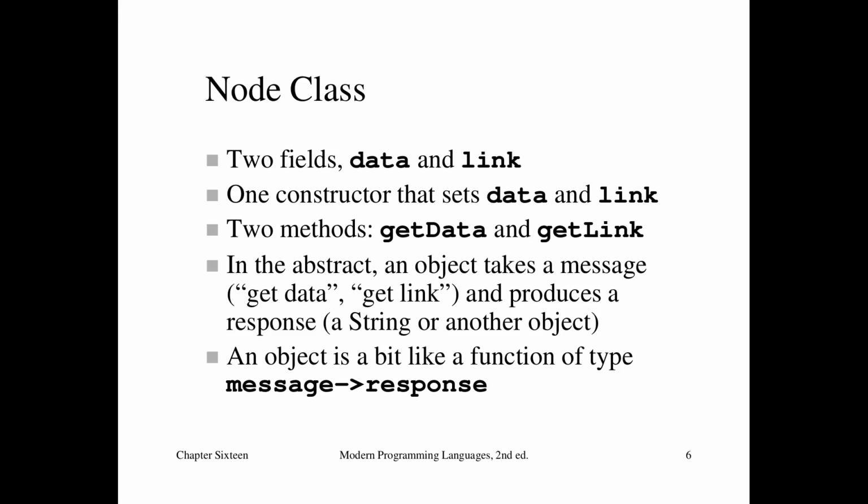And if we were to think about these methods in their most abstract form, they're really just a message that we send, right? We say to a node, what is your data? What is your link? Right? And it responds to us with something like a string or another object. So essentially, we can think of any type of method call on an object as a message that we're passing to it, and we're getting back something of a response. And so that's this message to response data type that we see at the bottom here in the ML parlance.